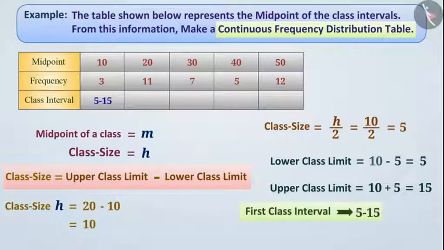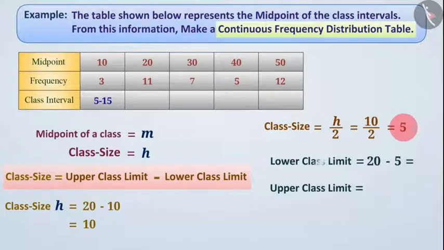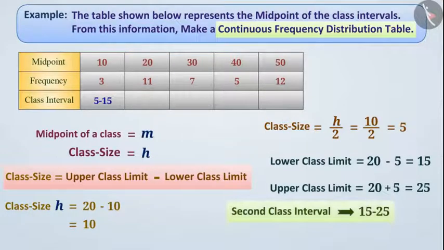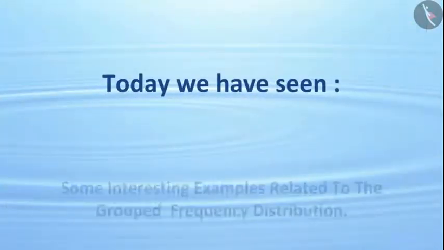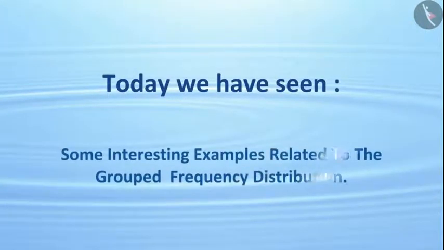In the same way, we get the lower class limit 15 of another class by subtracting 5 from the midpoint 20, and adding 5 to 20 to get the upper class limit 25 of the second class. So, the second class interval will be 15 to 25. Similarly, we can find all class intervals in this way. Now we can make the continuous frequency distribution table from the information given. So today we have seen some interesting examples related to grouped frequency distribution.